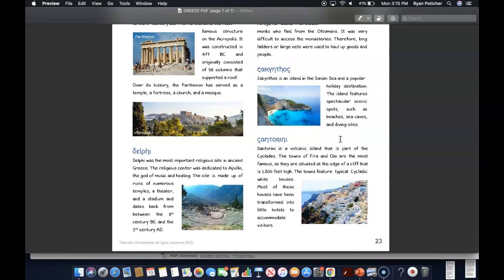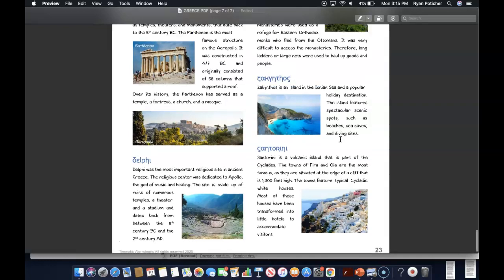Down here is Delphi. Delphi was the most important religious site in ancient Greece. The religious center was dedicated to Apollo, the god of music and healing. The site is made up of ruins of numerous temples, a theater, and a stadium, and dates back from between the 8th century BC and the 2nd century AD.